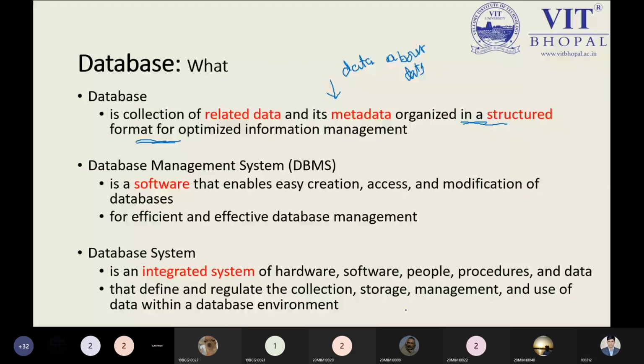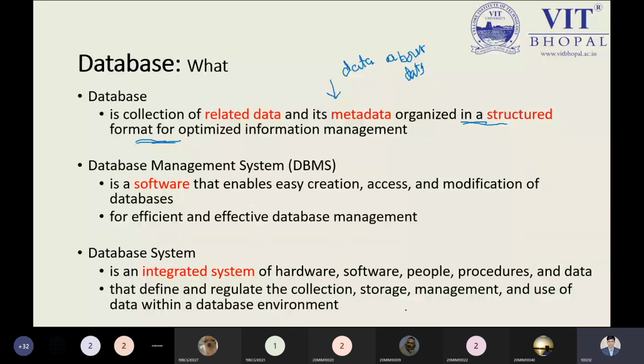So here is the database system. What is a database system? It is an integrated system of software, hardware, people, processes, and data that defines and regulates the collection, storage, and management of data. This is the technical term we have here, but in a generalized way we have seen what is meant by this. So what we are reading, we are following with the help of real applications and real examples. This is the way I always teach my students: follow the real life application example and understand the concept.